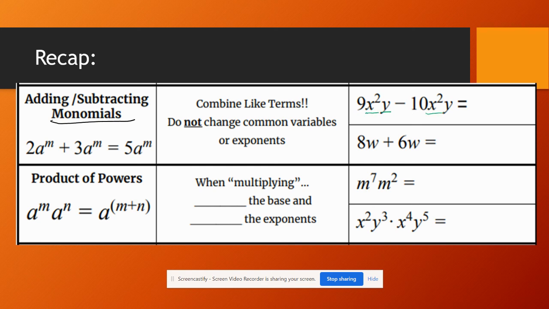So we have x squared y and x squared y. 9 minus 10 is negative 1 x squared y. And you don't have to have the 1 there, or you can. That's completely up to you. We have w and w. How many w's do we have? 8 plus 6 is 14 w's.